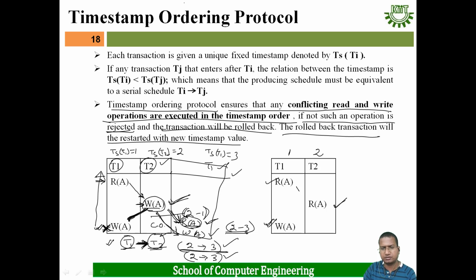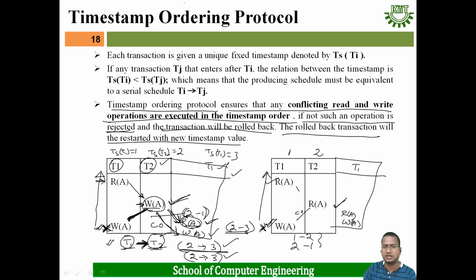Is it a conflicting operation? We have to see whether this read A and write A is a conflicting operation. Read A, write A. Then the order of the conflicting operations is 2 to 1, but the timestamp order of the transactions is 1 to 2. That means it is creating a conflict. That's why this operation cannot be performed, and it has to be rolled back. Then it has to be restarted. This T1 will be restarted after some time, with the operations read A and write A. Then this problem will be solved.